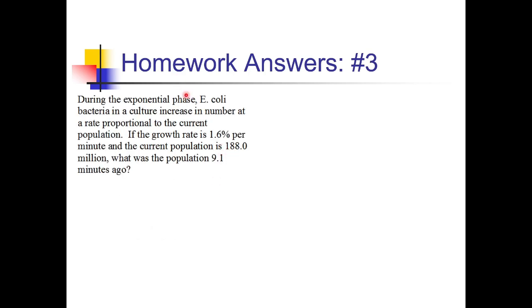For this one, during the exponential phase, E. coli is increasing at a rate proportional to the current population. So we have exponential growth. We can use y equals ce to the kt for whatever we do in this problem. And if the growth rate is 1.6% per minute and the current population is 188.0 million, what's the population 9.1 minutes ago? All right, so ultimately we need to get this y value here, and we're plugging in things for c, k, and t. So for c, that's the initial population, 188.0.